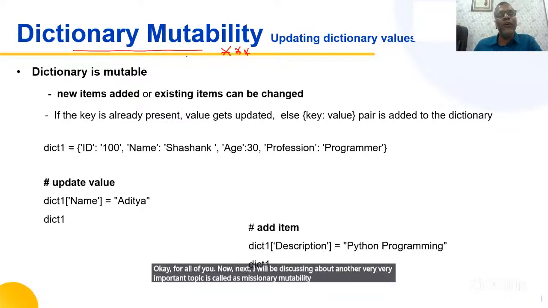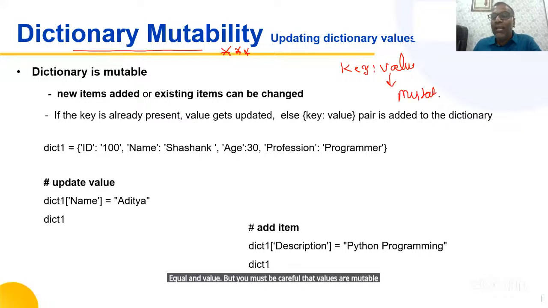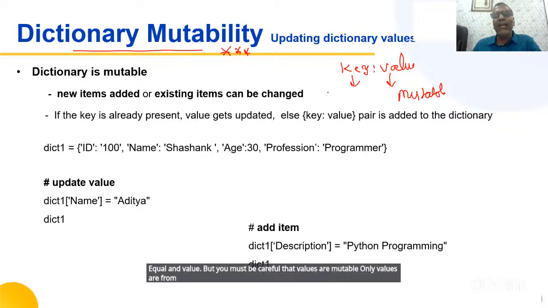What is the meaning of mutability? Now, I have two things, key colon value. But you must be careful that values are mutable. Okay, only values are mutable, but keys are always immutable. Is it okay for all of you?